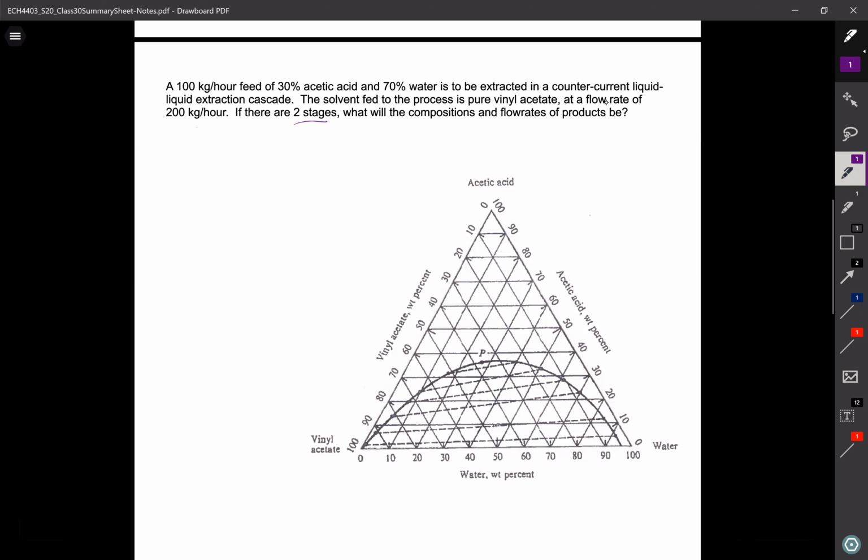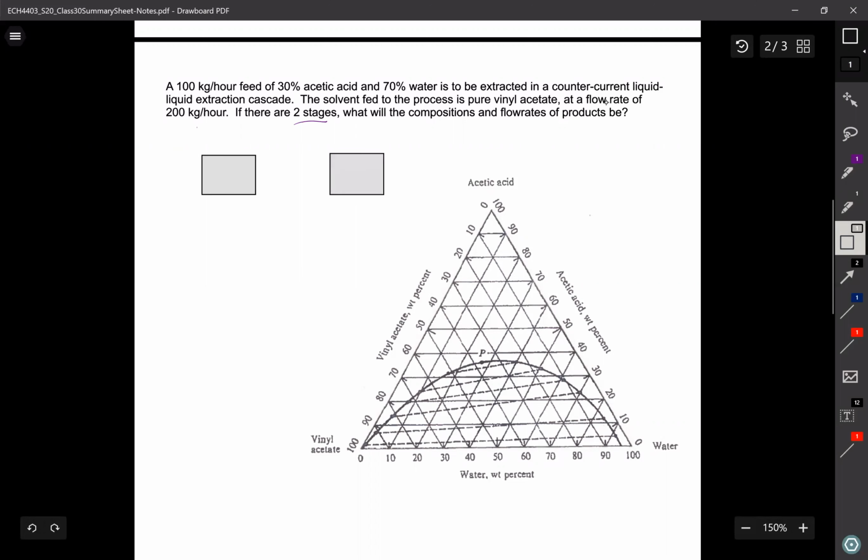So last time we had a 5% specification. Because I've now specified that there are two stages, I've removed that specification to keep the degrees of freedom appropriately specified. So let's draw a process flow diagram. Only two stages. Feed and solvent are known, and countercurrent. Right, so specifying everything, same 100 kilograms per hour, 30% acetic acid, 70% water, and 200 kilograms per hour of solvent.